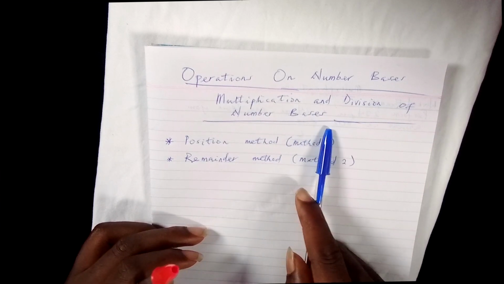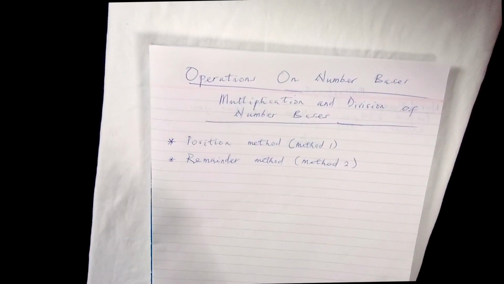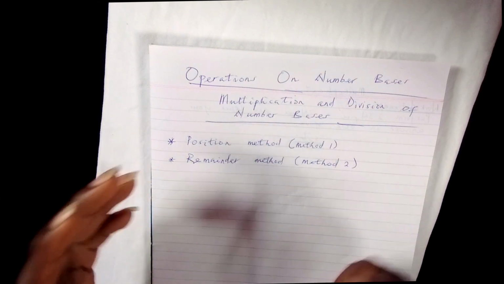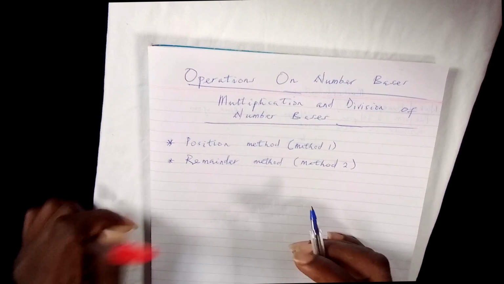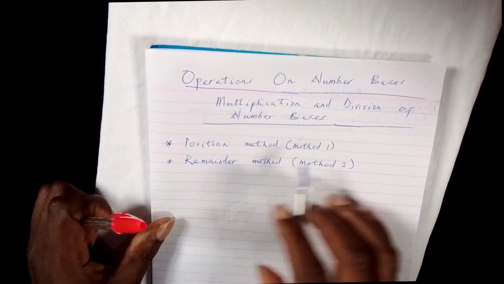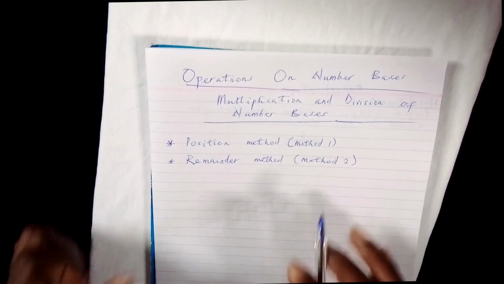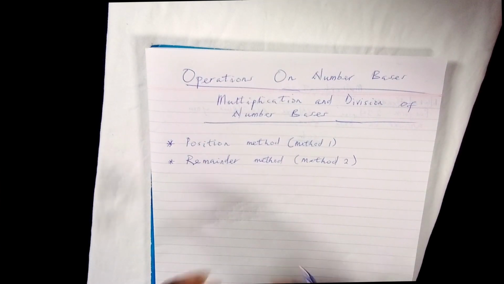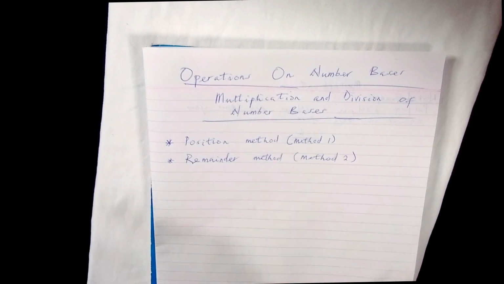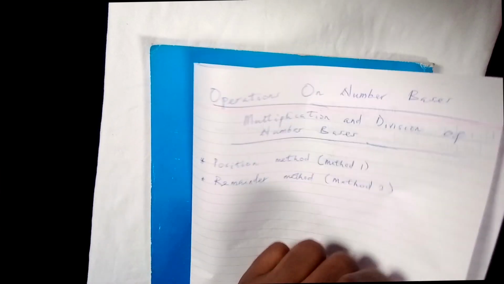division of number bases. Now, there are two methods involved when trying to multiply or divide numbers of the same base. The methods are the position method, that is method 1, or the remainder method, that is method 2. In order for us to go deeper into these methods, let us consider the examples below.